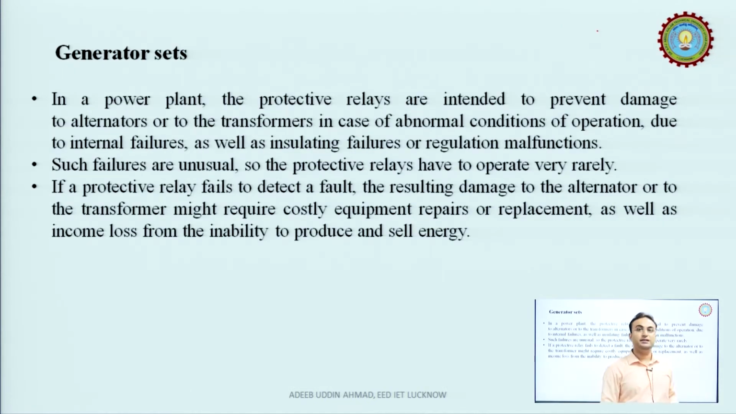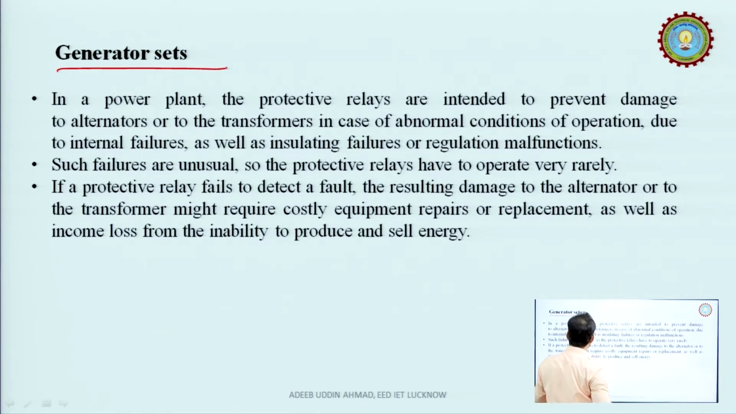Now, the generator sets protection. So, what are the generator sets of protection? In the power system plant, the protective relays are intended to prevent damage of the alternator or the transformer in case of abnormal conditions of operation due to internal failure, as well as insulation failures or regulation malfunctions. Such conditions are responsible for power system protection failure or generator sets protection failure.